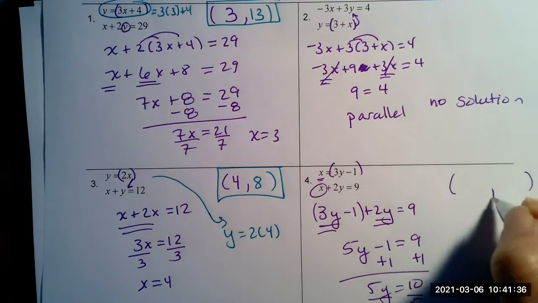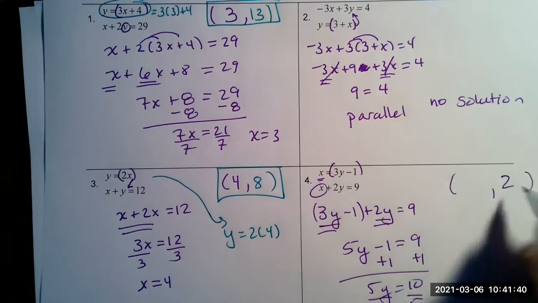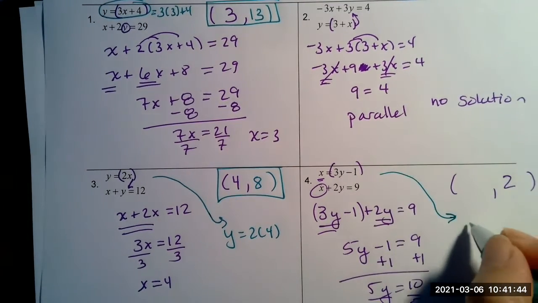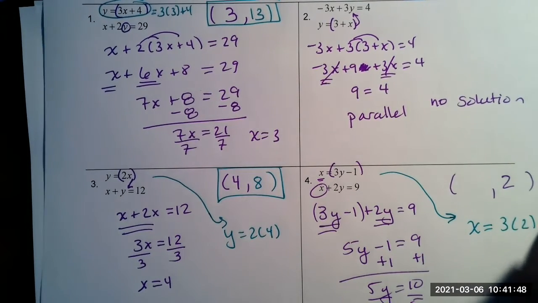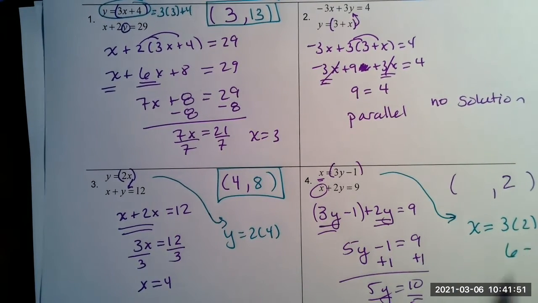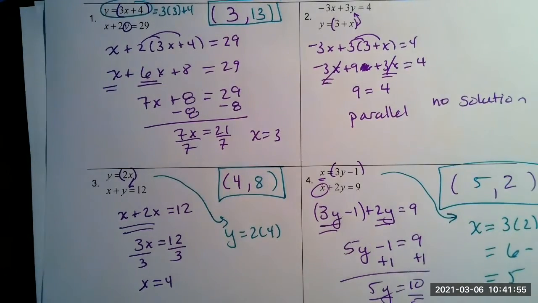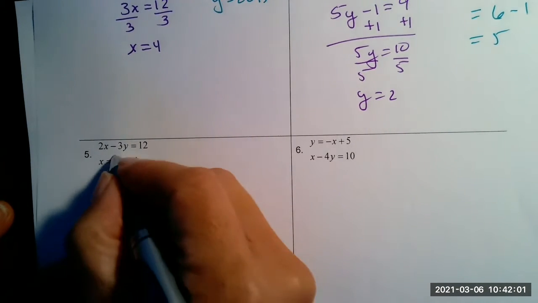So when I put it in my answer, I want to make sure that I put the 2 in the y spot. I'm still going to substitute that in here, but make sure you put it in for y. So this is going to be 6 minus 1, which is 5. All right, let's try another one. All right, let's check it.